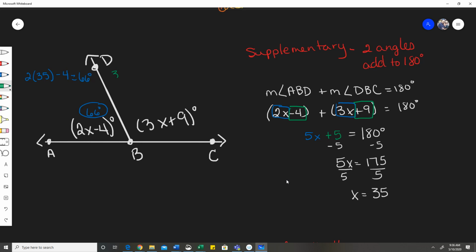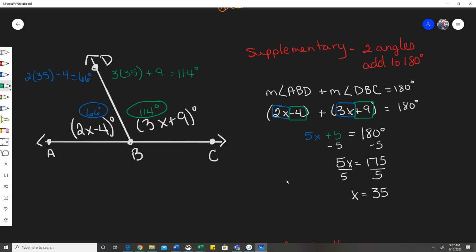When we do 3 times 35 plus 9, 3 times 35 is 105 plus 9. We're going to get 114. So 114 degrees for angle DBC. When we add up 114 plus 66, we get 180 degrees. So those are our complementary and supplementary angles. Those are just really quick.